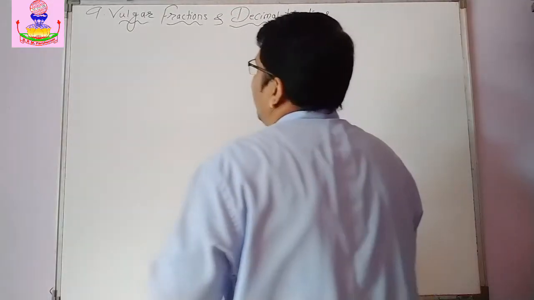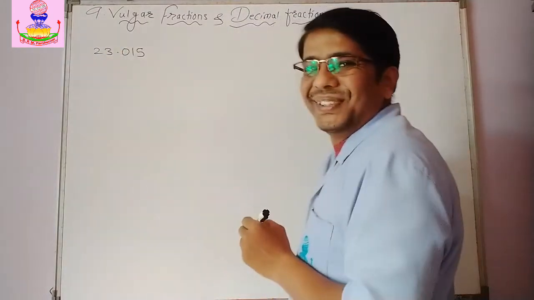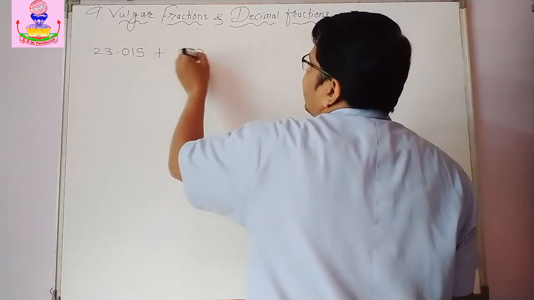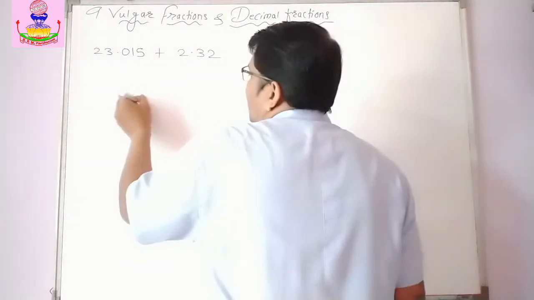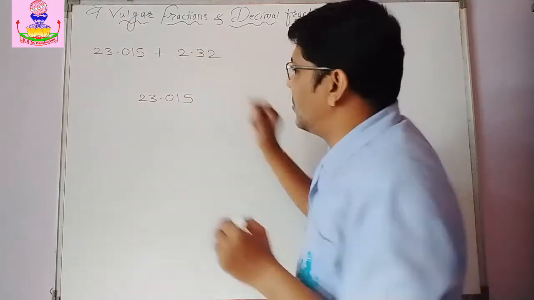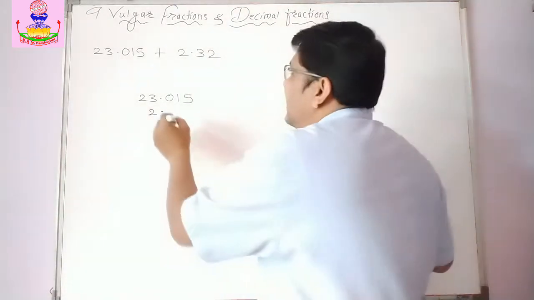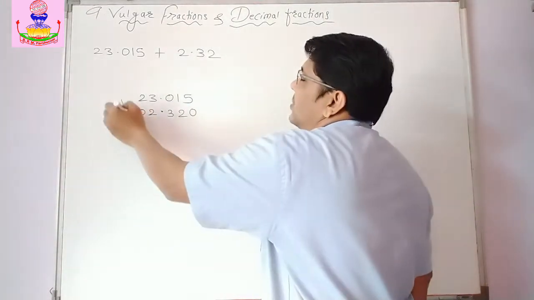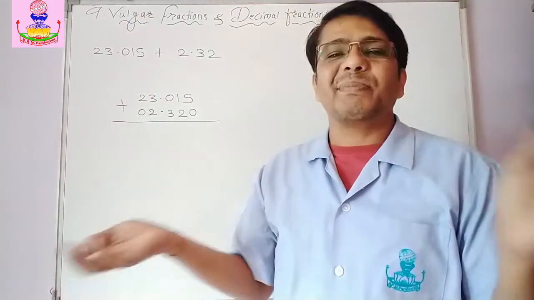I'll show you. For example, suppose I have got 23.015 plus 2.32. Now how to place this? First, I will write 23.015. Then I will see the decimal point. Place that decimal point below decimal point. So 2 point 3 2. Forget about this. There is nothing here, which means 0, and there is nothing here, which means 0. I am going to add. So decimal point below decimal point. Don't forget that basic, then you will not make a mistake.